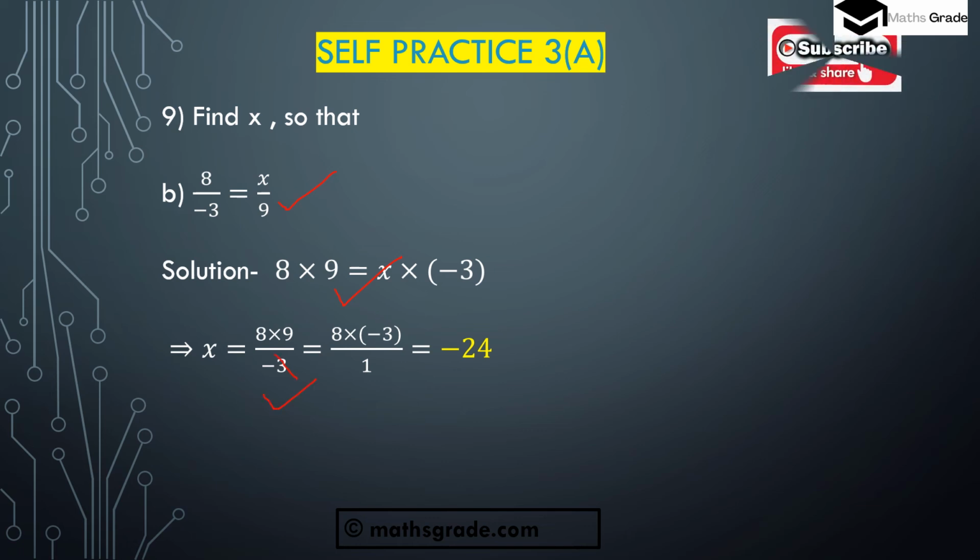Cancel minus 3 with 9, we get minus 3. So we get 8 multiplied with minus 3 divided by 1, which is equal to 8 multiplied with minus 3 is minus 24. Minus 24 divided by 1 is equal to minus 24. So the value of x is minus 24.